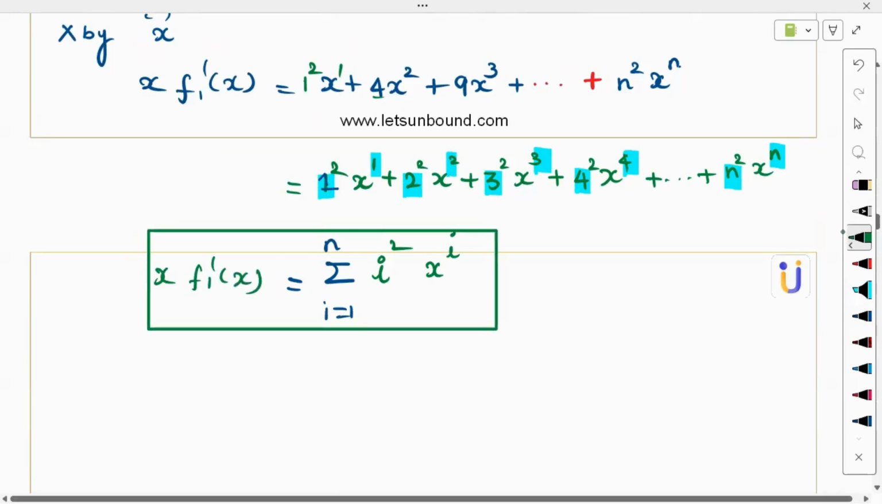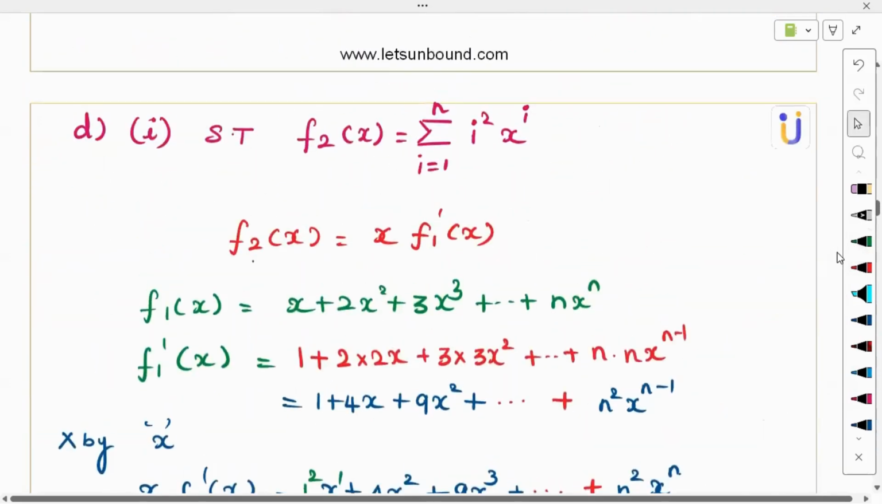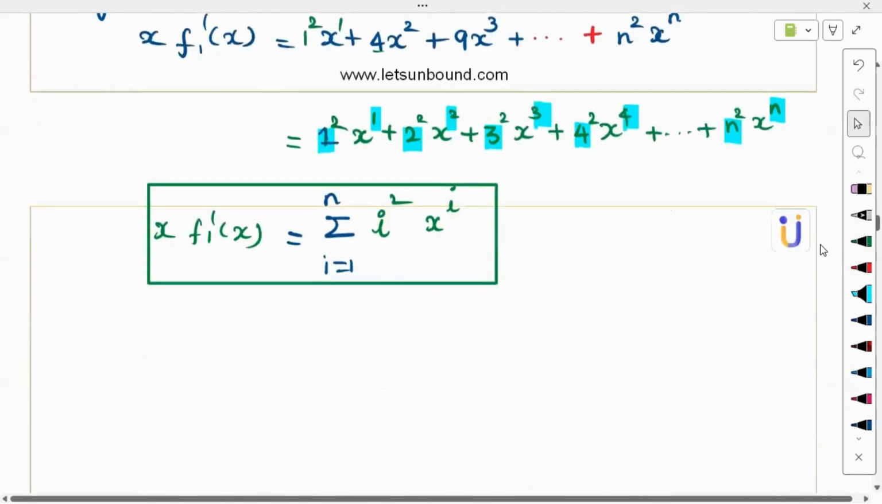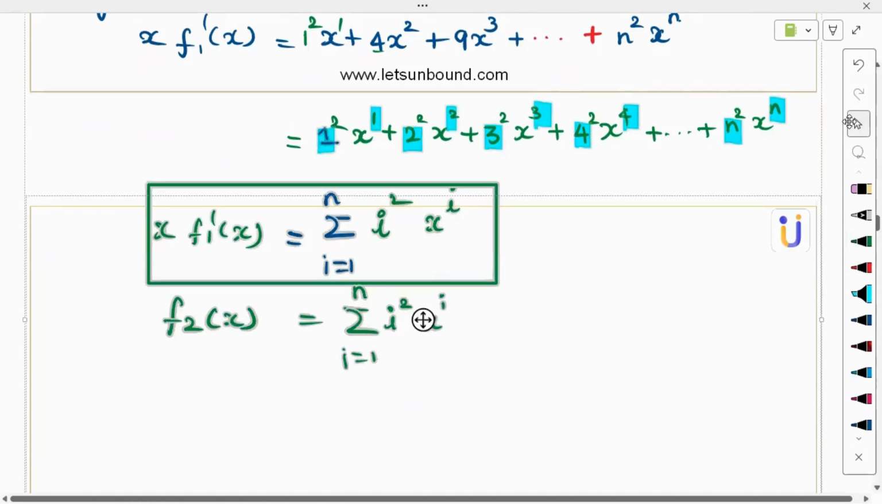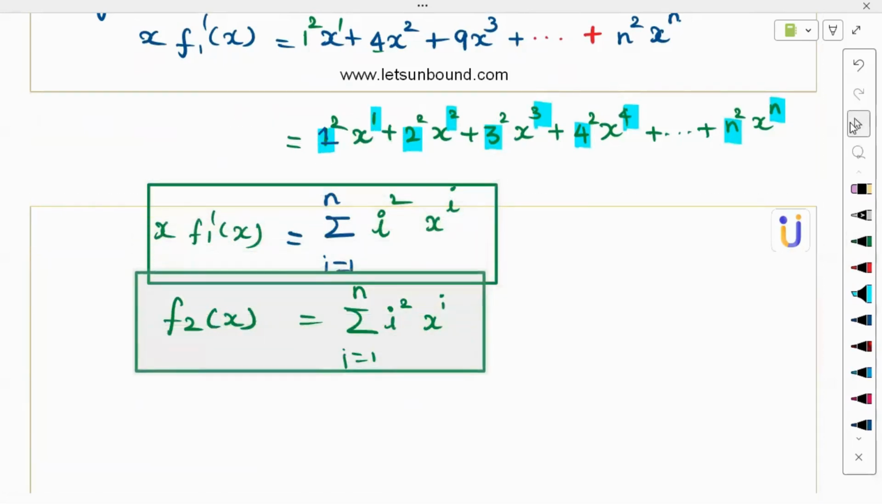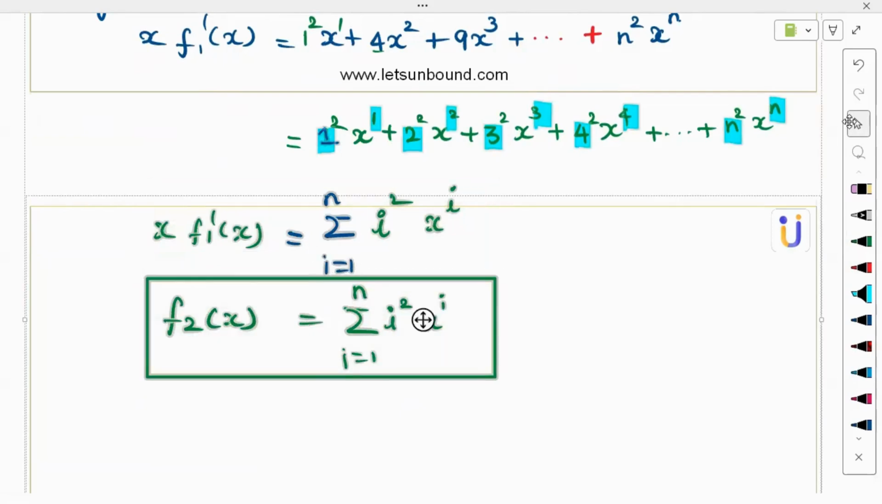And we have proved this. You can just relate it. Exactly, we have that. Okay, x f1 dash of x is nothing but f2 of x as per the given family of functions. So this could be the better and best answer. One extra step, just making sure like this. Okay. So that's simple. And we can get into the next part.